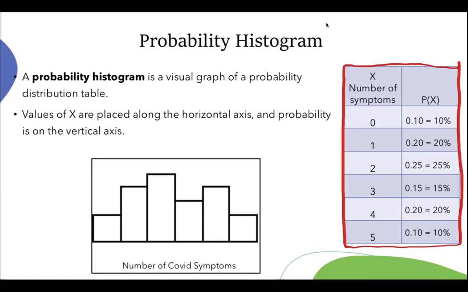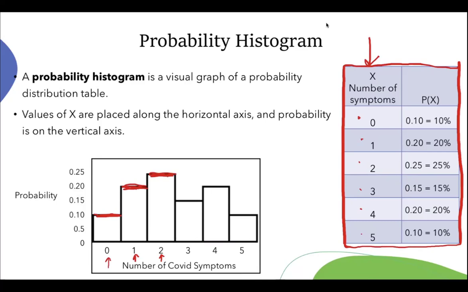So the horizontal axis would be the values of x. In this case, number of COVID symptoms. We have 0, 1, 2, 3, 4, and 5. Each bar or each rectangle represents each of those different values of x. The height of each bar is the probability. So when x is 0, the height of this rectangle is the probability of no symptoms. X equals 1, the height of this rectangle is the probability of only one symptom, probability of 2 symptoms, etc.